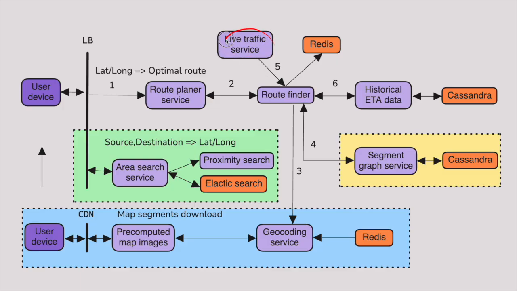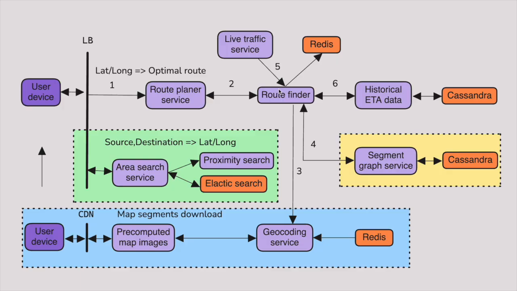Now, as we have a list of routes, we want to check the current state of the roads. So we would use the live traffic service that would give us the information about the recent incidents or jams or whatever else is happening or might be happening on the routes that we've just computed. And if there are any issues, we would just remove some of the routes that are less efficient and keep only those that are the most optimal to get from point A to point B.